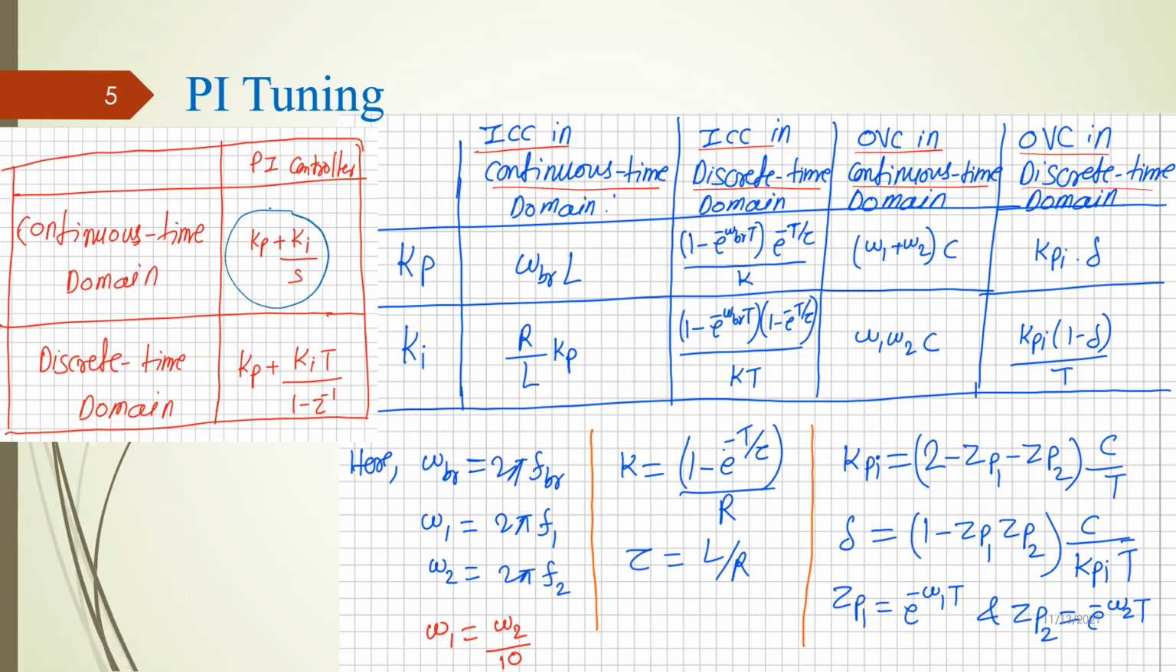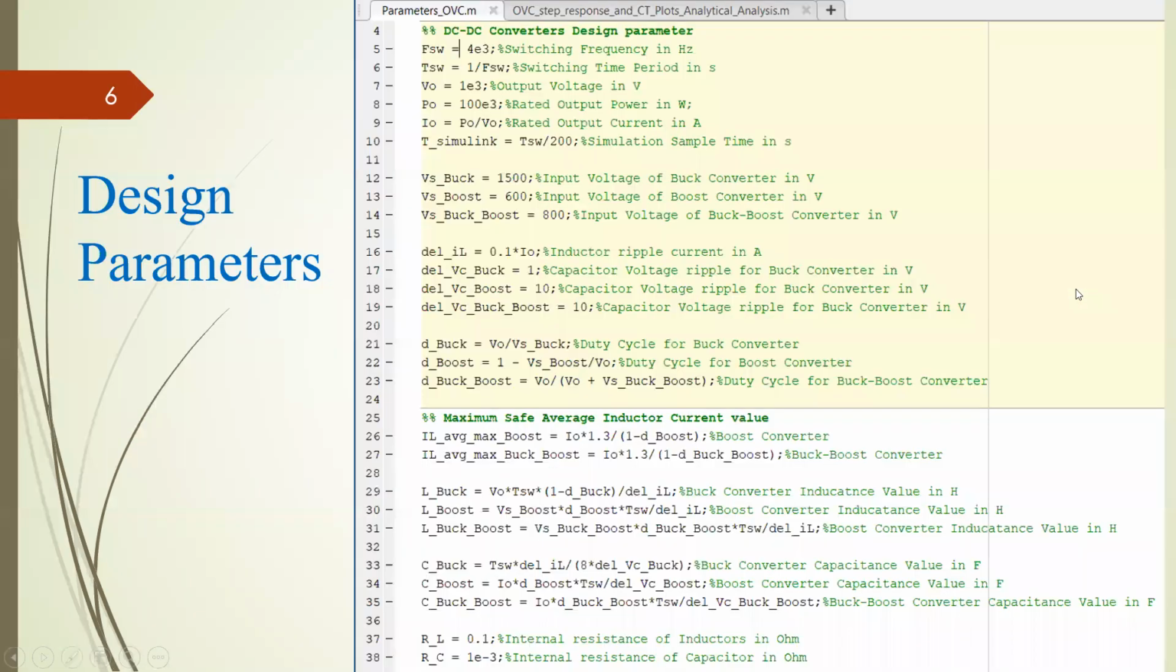In the continuous time domain, we use 1 over S for integration, and in the discrete time domain, we use KI T into 1 over 1 minus Z power minus 1 as our integrator implementation. As I already mentioned, you can also use different expressions for the integrator, but at the end the procedure for tuning the PI controller is the same, so that would not make much difference. It will just change our KP and KI expressions for discrete time implementation. Let's go forward. So that was about the theory.